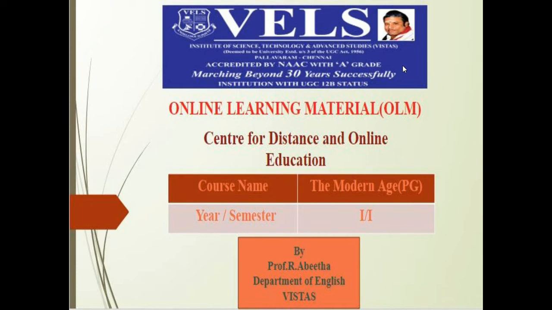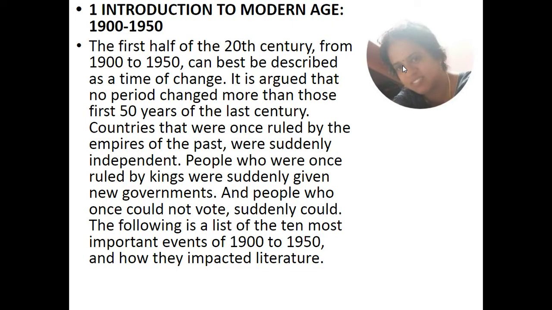There were many cultural shocks with the beginning of modernism. The biggest blows of the modern age were World War One and Two. The first half of the 20th century, from 1900 to 1950, can best be described as a time of change. People who were once ruled by kings were suddenly given new governments, and people who once could not vote suddenly could. The following is a list of the 10 most important events of 1900 to 1950, and we are going to learn how they impacted literature.